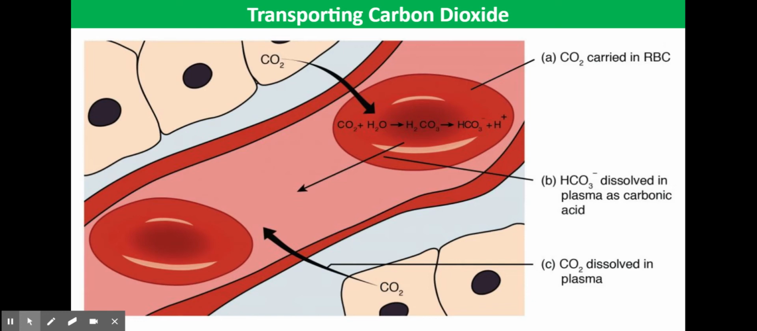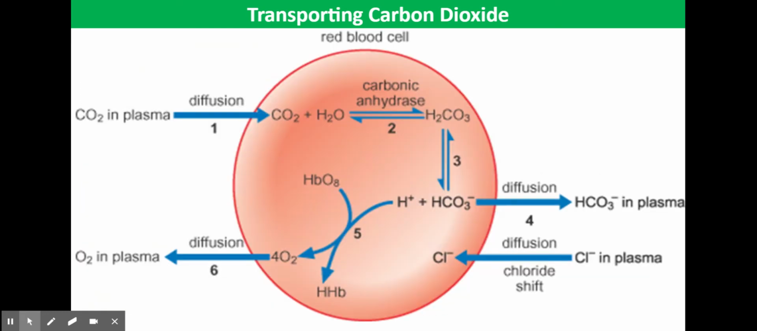Carbon dioxide in the blood diffuses into the red blood cells. Here, it combines with water to form a weak acid called carbonic acid. This reaction, which is represented by number 2 on the diagram in front of you, is catalyzed by the enzyme carbonic anhydrase. So that's when CO2 is combined with water to produce H2CO3.